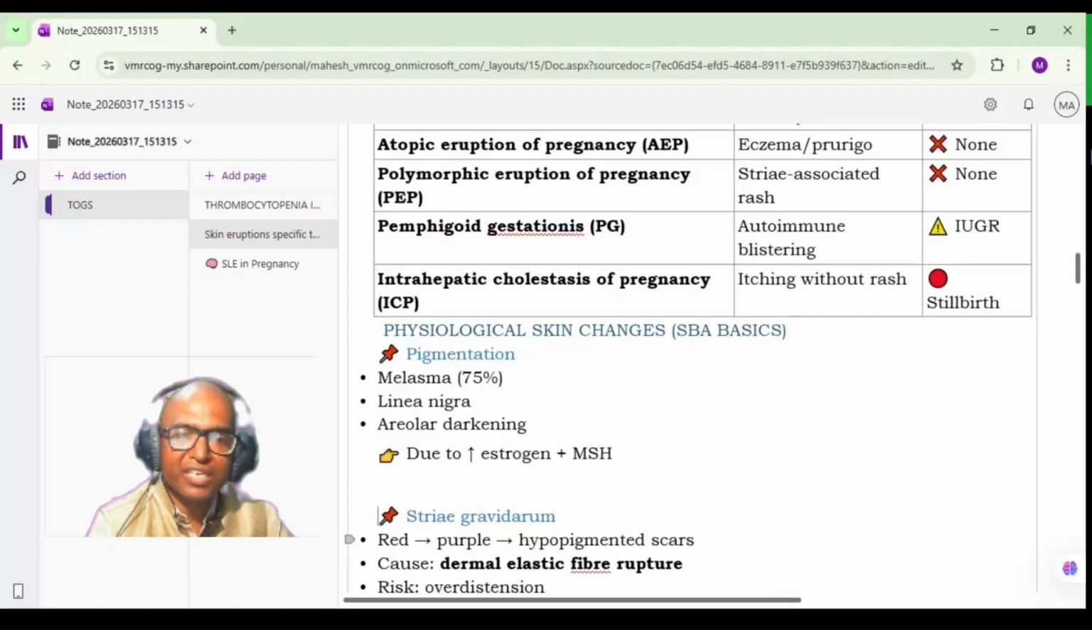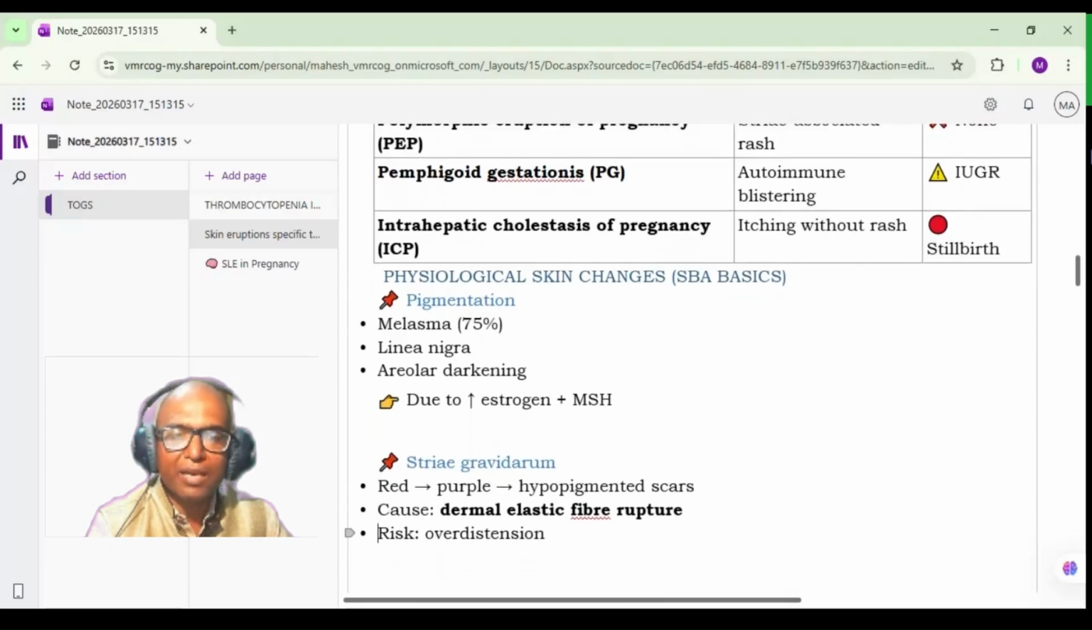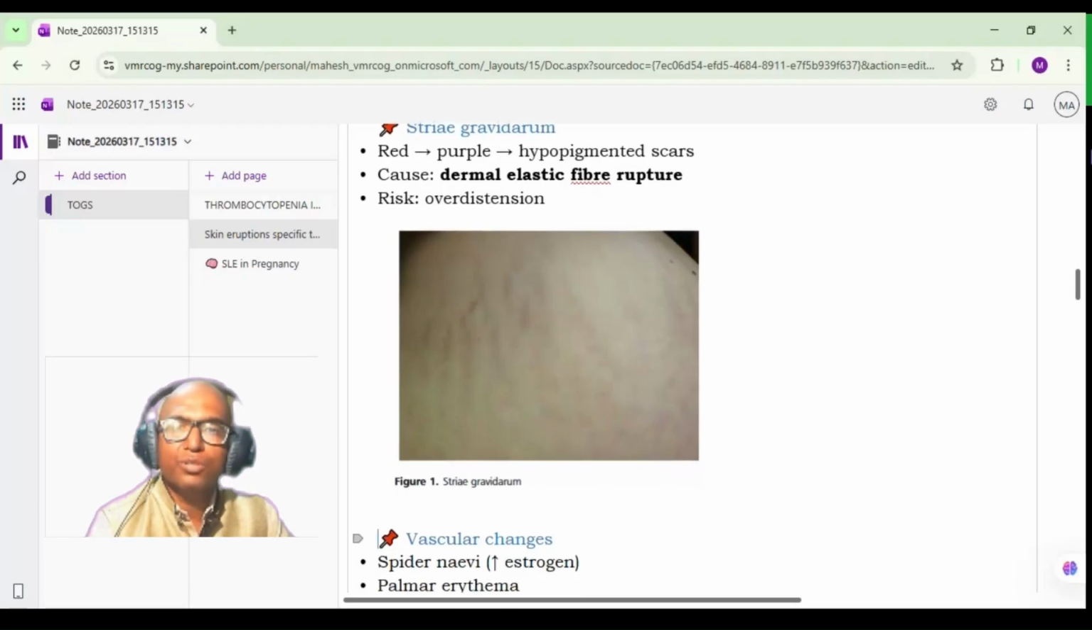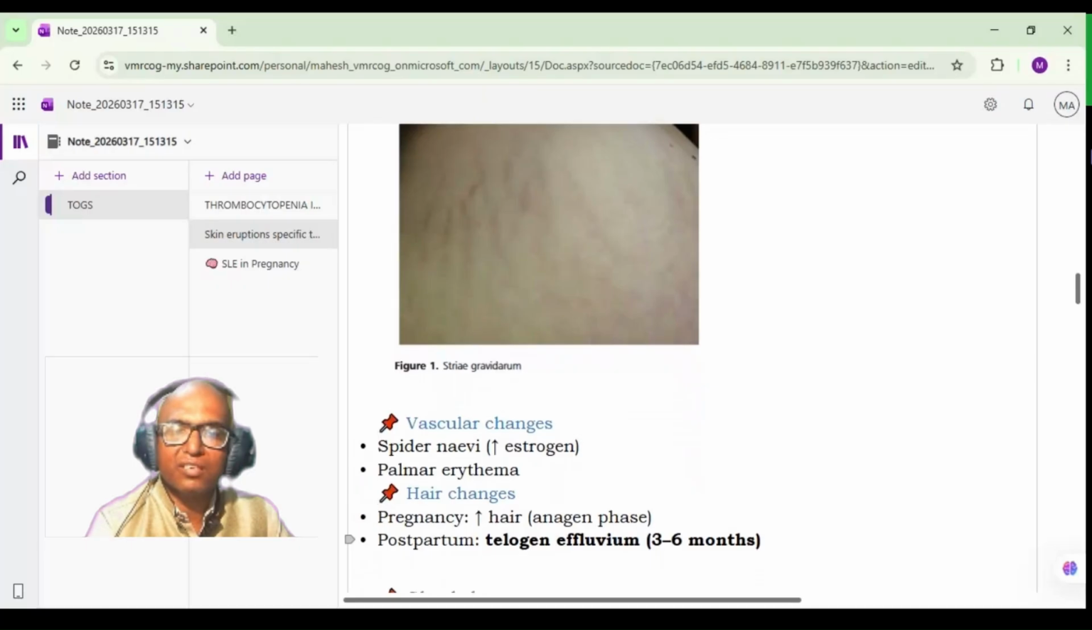Then other changes: linea nigra, areolar darkening, and this is mainly due to increase in the estrogen and increase in MSH levels. Okay. Striae gravidarum, that is another change. Generally they are red in color, then they become purple, and finally they become hypopigmented scars. And this is mainly because of the dermal elastic fiber rupture, okay, because of the over distension. So this is the way striae gravidarum will look like.